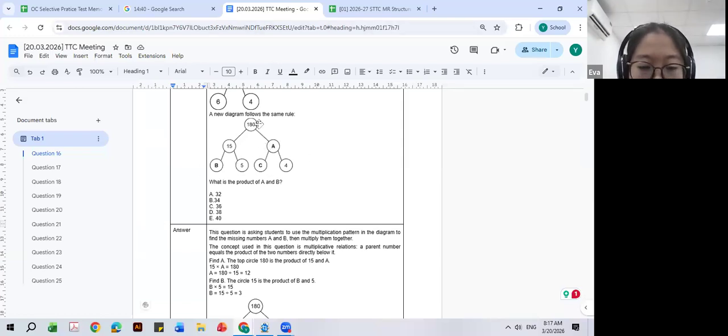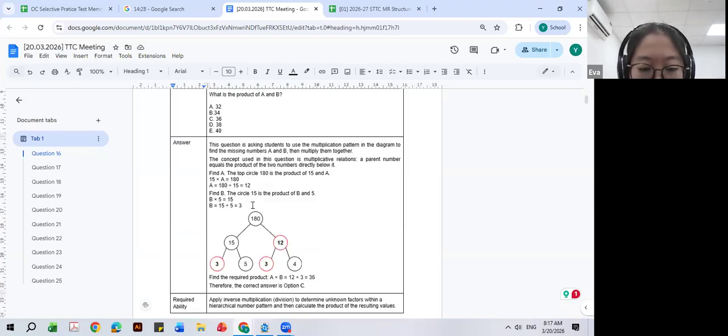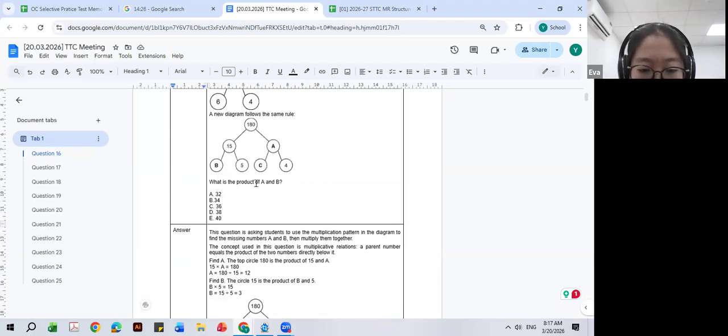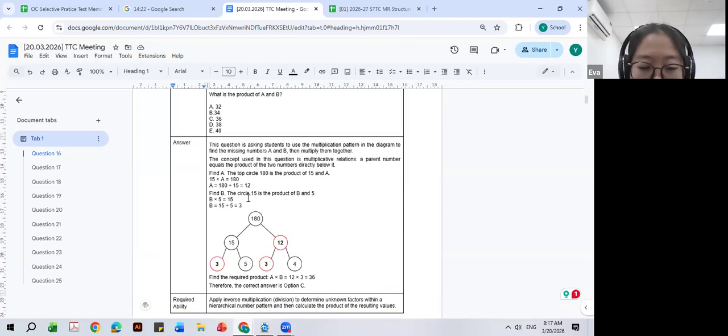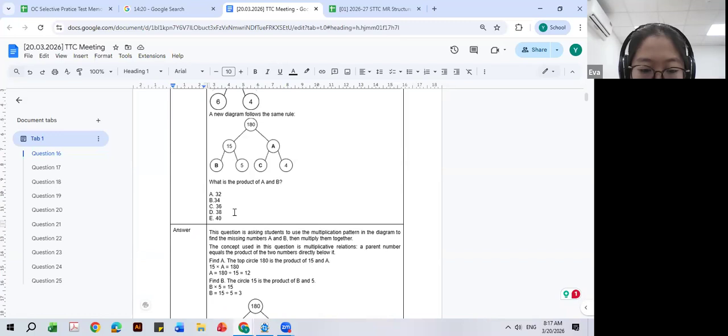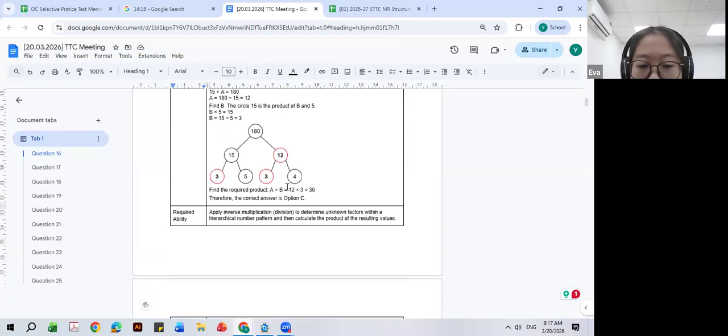First, to find A, we take 180 divided by 15. We have 12. And we find B by taking 15 divided by 5. We have 3. And we find the product of A and B. We take 12 multiplied by 3. The correct answer is option C.